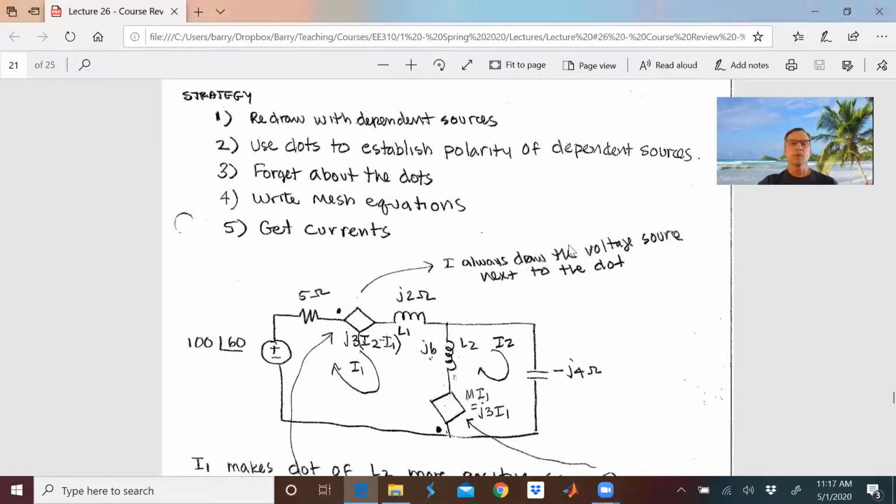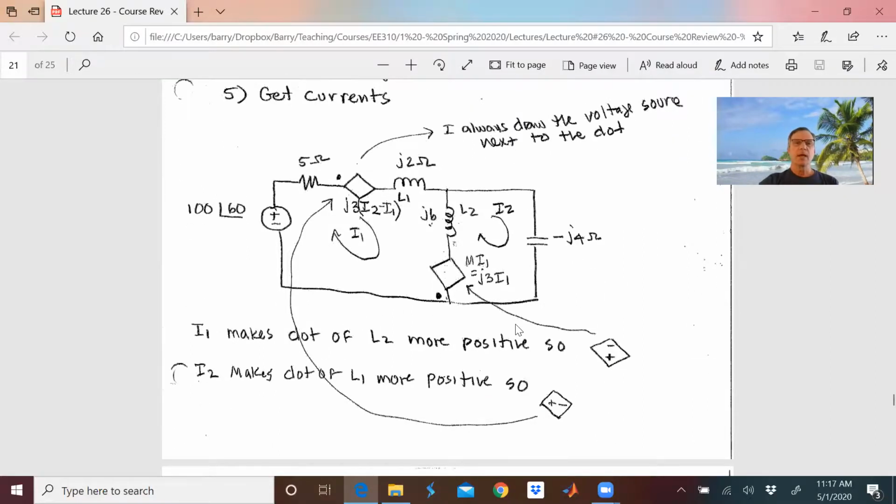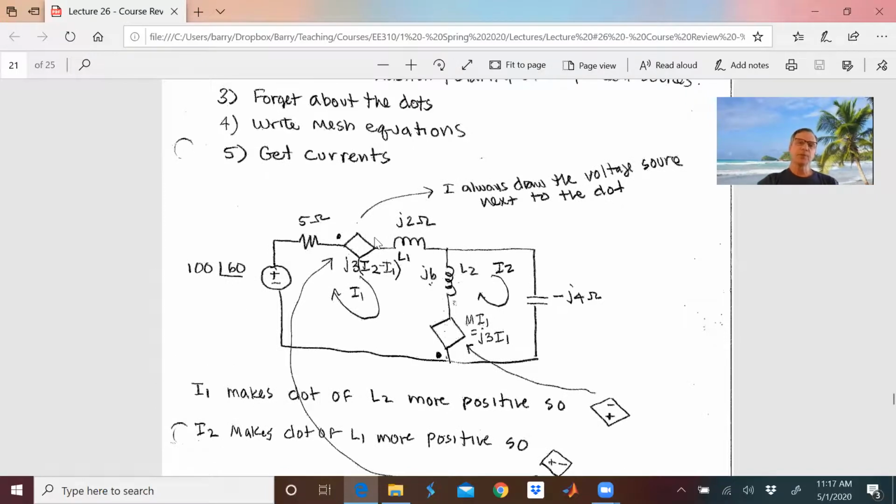So we'll first redraw with dependent sources. And I like to draw the voltage source right between the inductor and the dot. So I always like to put it there. It just makes it easier for me to do. You don't have to do it, but it allows me to approach all the problems the same way. So the first thing I do is put my sources, my little diamonds, between the inductors and the dots like that.